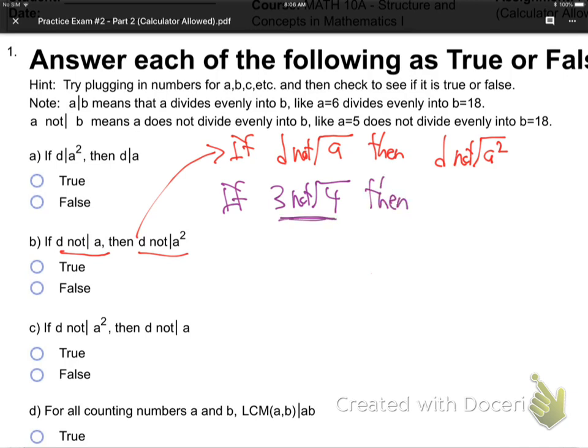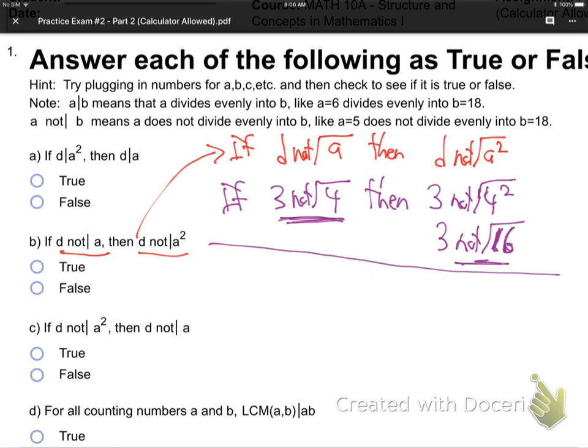Then, the D I picked was 3. It will not go into 4 squared. Does 3 not go into 16? 4 squared? Yeah, that's true. It does not go into 16. So in this case, I met the if, and the then did follow. If 3 doesn't go into 4, then it won't go into 4 squared. That was true. But here again, this is one of those that's not always true. It's sometimes true, but not always true.